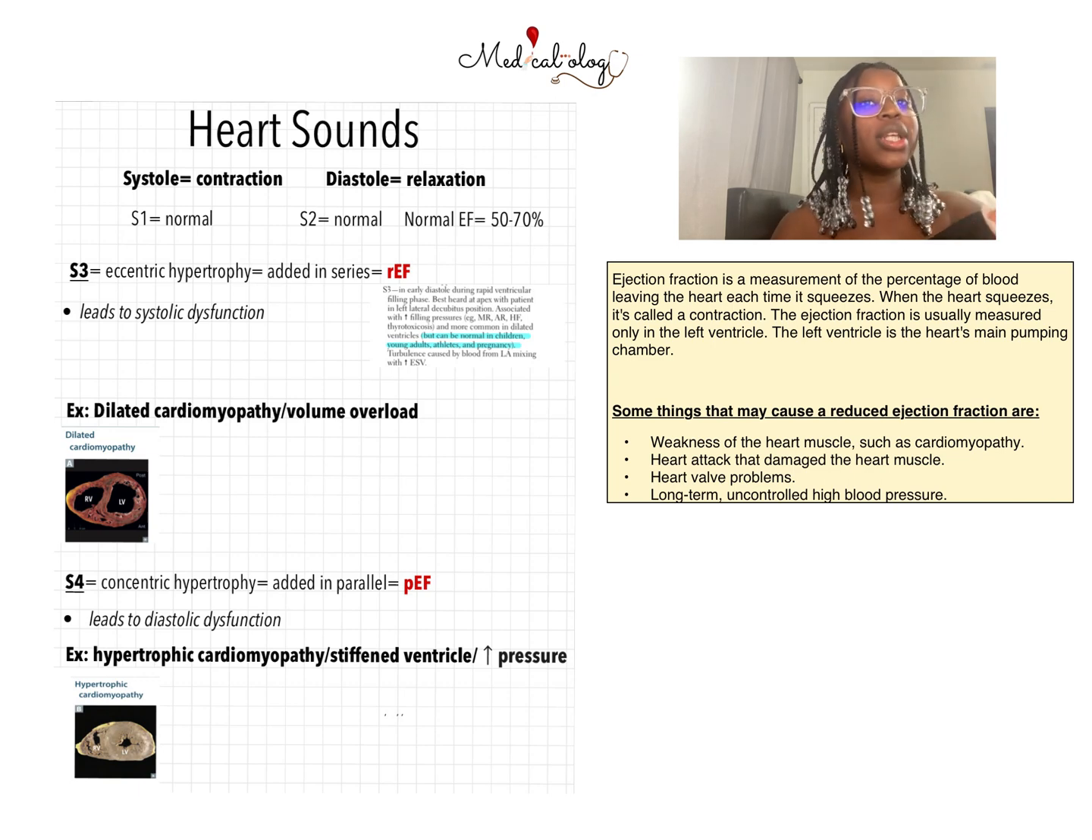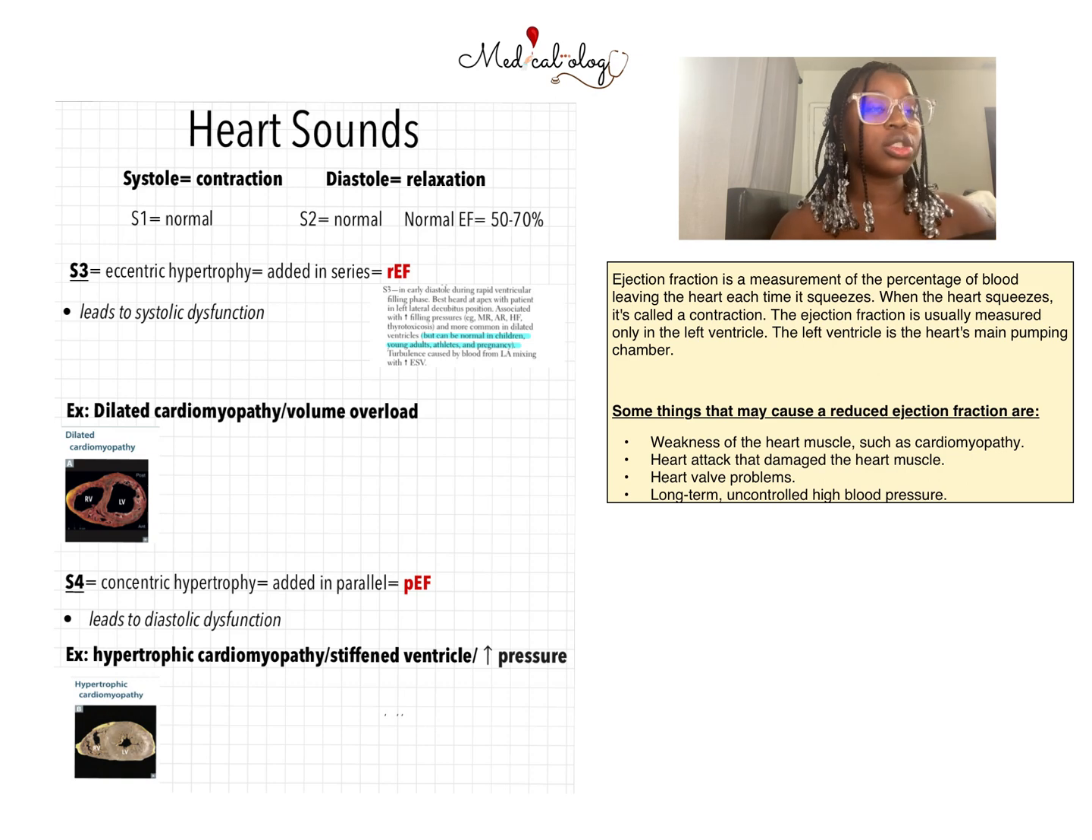We need to understand what is the difference between systole and diastole. Systole means that the heart is actively contracting, and diastole means that the heart is relaxing, okay? Another way that we can think about it is systole equals ejection, and diastole equals filling the heart with blood. So, also, S1 and S2, that is normal.